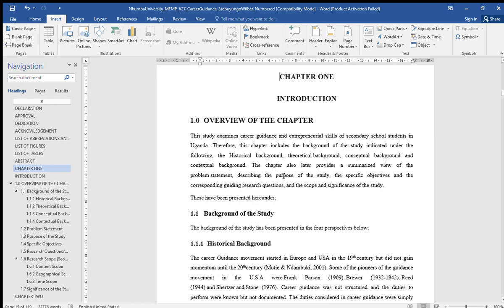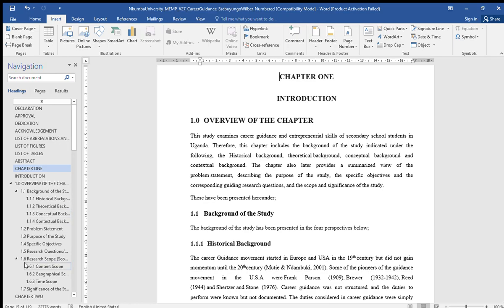Overview of the chapter. We call it overview. Members, each chapter must have this 0.0. This one, the first one, is 1.0. Chapter 2 will have 2.0. Every chapter should have that 0.0 there. But this chapter is called introduction, where we would have had the 1.0 called introduction. Because this chapter is called introduction, that's why we change here and call it overview of the chapter.